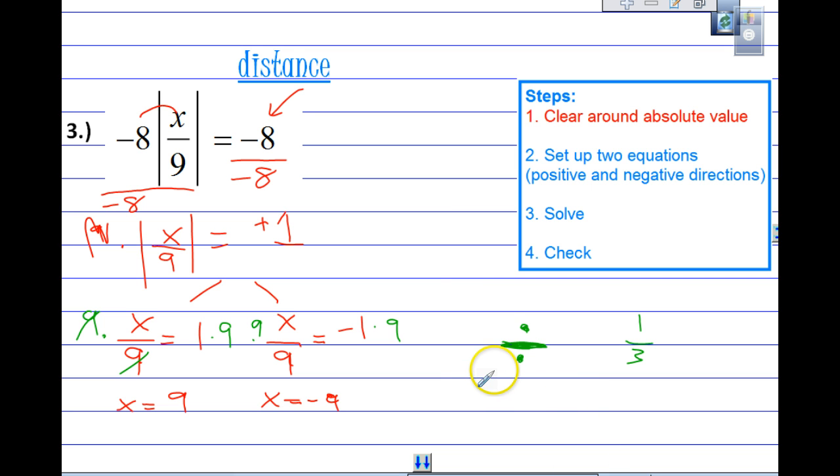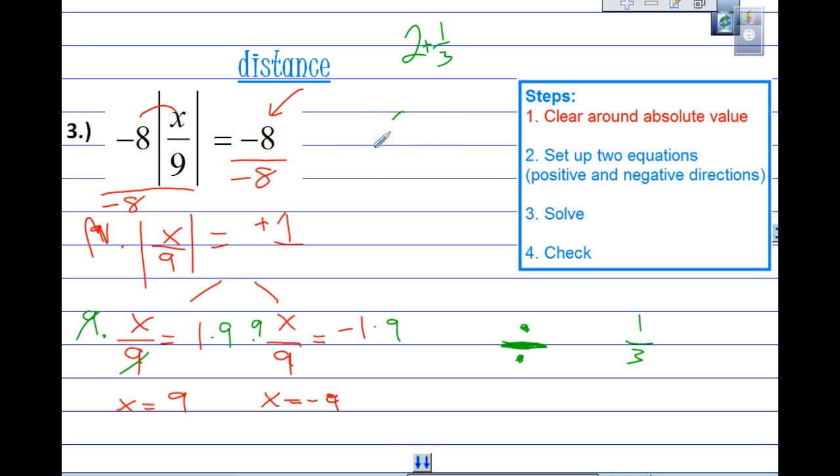You will have answers that are improper fractions. Do not change them into decimals. Do not change them into mixed numbers. We don't use mixed numbers in algebra for a very good reason, because it gets confusing. In arithmetic, 2 and 1/3 is 2 and 1/3. It means 2 plus 1/3.